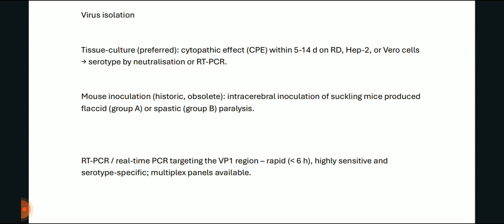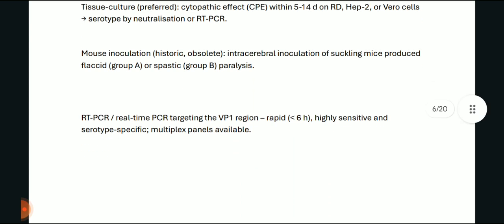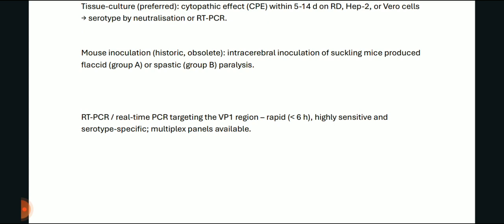Next up is mouse inoculation, which is historic. Now this has become obsolete due to rising animal laws. If done, there is intracerebral inoculation of suckling mice, and this produces flaccid paralysis in group A or spastic paralysis in group B cases. RT-PCR, real-time PCR targeting the VP1 region, is done; it is rapid, less than 6 hours, highly sensitive and serotype specific.